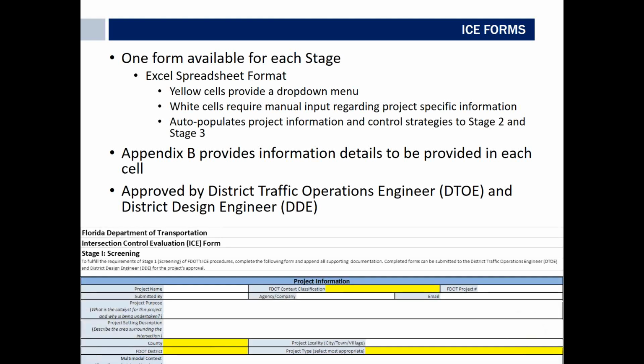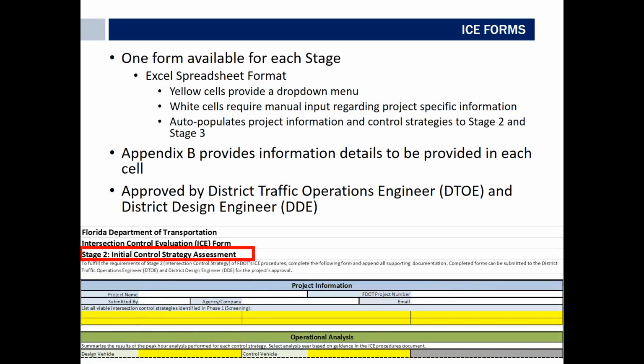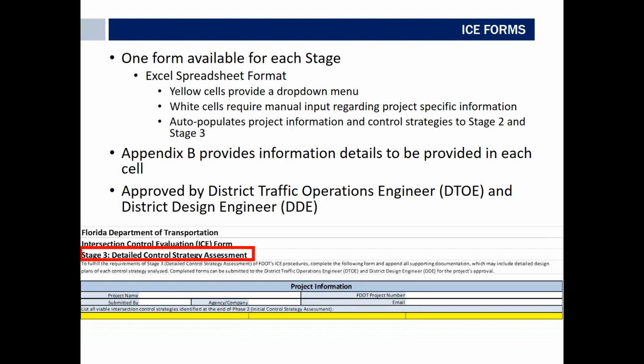Here's a screenshot of stage one's form. We go to screening. This is stage 2, control strategy assessment. And stage 3 has a little bit more detail, a little bit more data collection, but stage 3 will definitely either select one single alternative, or provide information as to why an alternative cannot be selected.